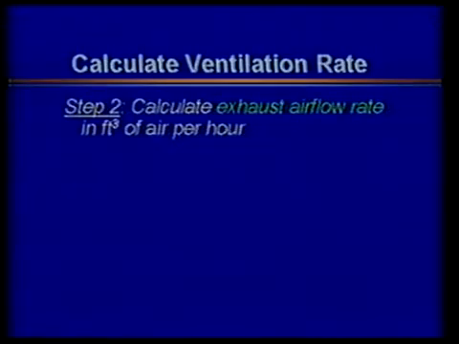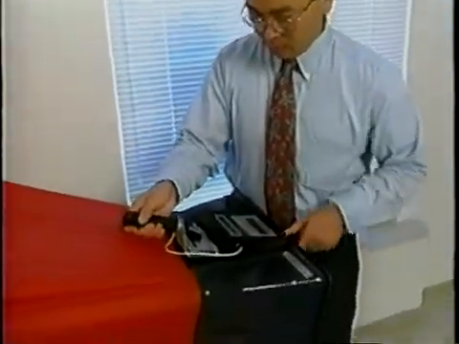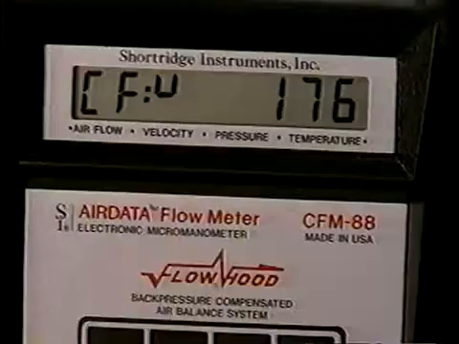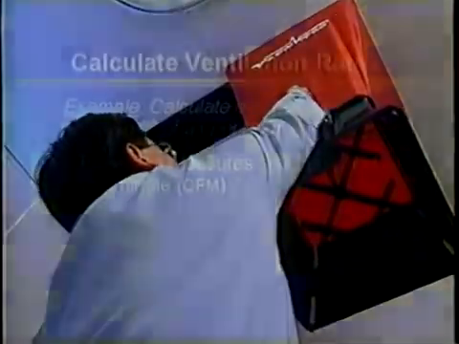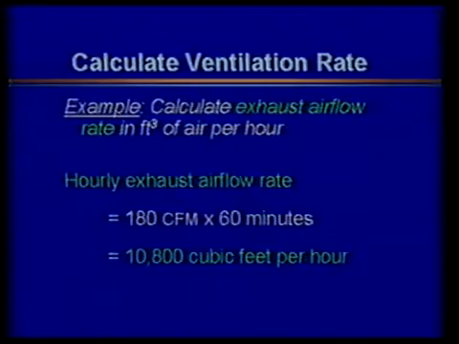Step 2. Calculate the amount of air exhausted every hour. Measure the exhaust air using the flow hood. Flow hoods usually display the airflow directly in cubic feet per minute, or CFM. Multiply the cubic feet per minute by 60 minutes to determine the cubic feet of air per hour. Going back to our example, if the flow hood reads 180 CFM, multiply this by 60 and you get 10,800 cubic feet of exhaust air every hour.